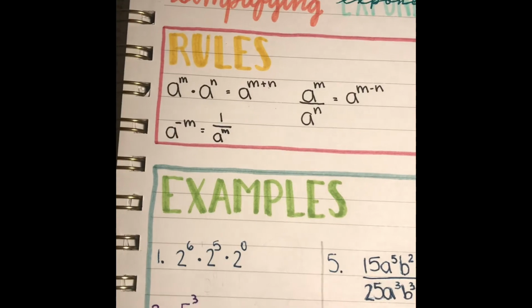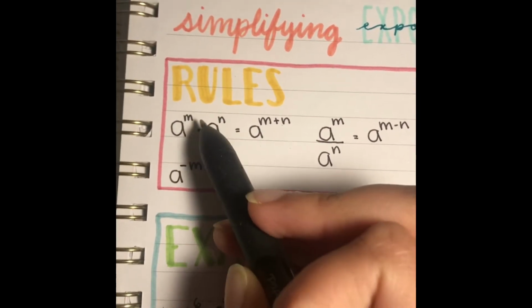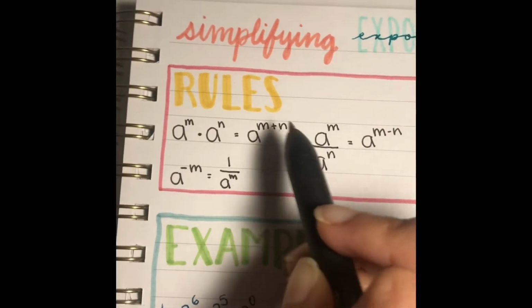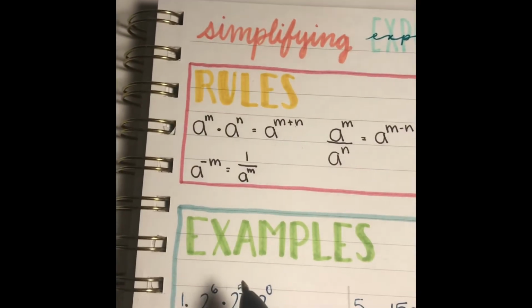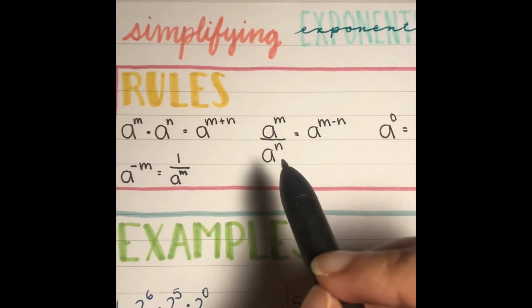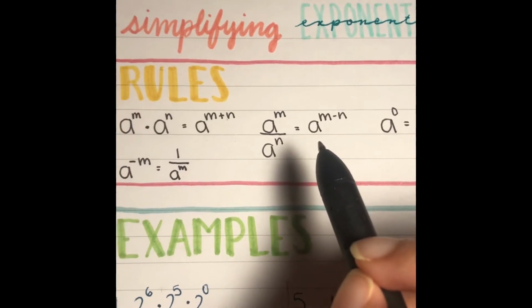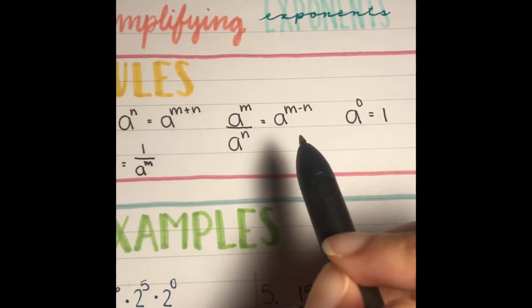The first rule is that when two terms have the same base, but their exponents are different and they're being multiplied, you can add the exponents together, and the base will obviously stay the same. This also applies to division, except when they're getting divided, you subtract the exponents. Always the numerator minus the denominator.